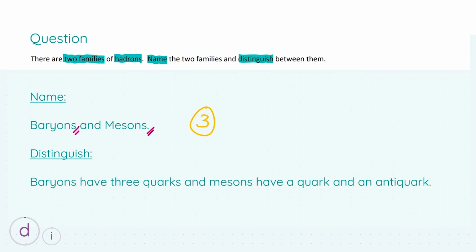Stating this correctly will get you 3 marks. And how do we distinguish between these 2 families? Well, the particles of the baryons are composed of 3 quarks, and the particles that make up the mesons are composed of a quark and an antiquark. Stating this will get you 3 marks.